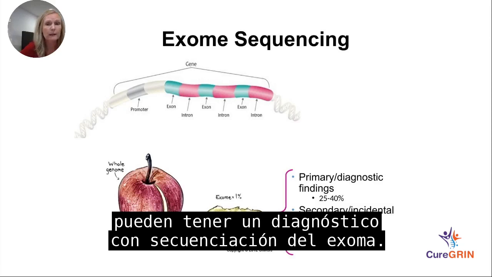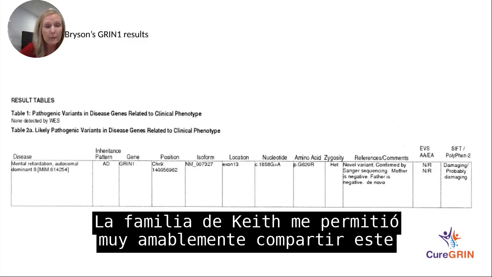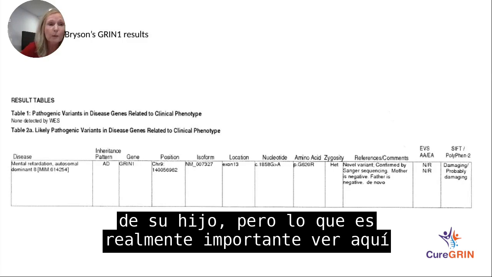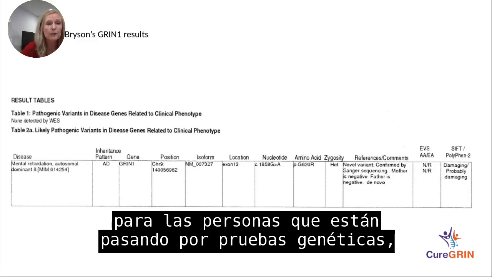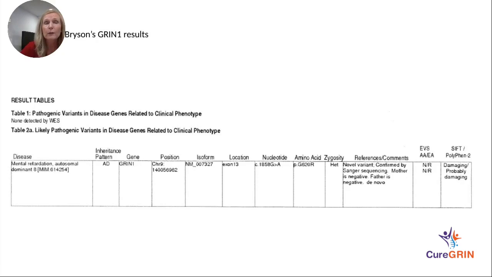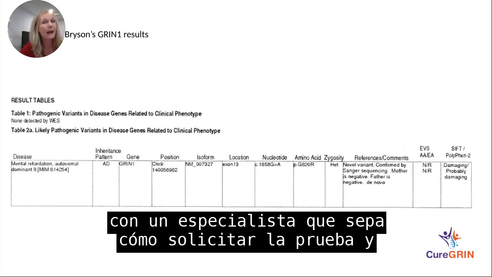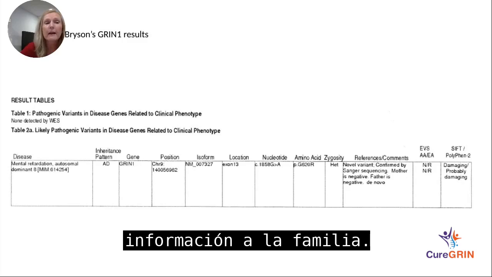And the type of result that you might get, now Keith's family very kindly allowed me to share this result of their child. But what's really important to see here, because we don't have a lot of time, is what I want to highlight for people who are going through genetic testing. First of all, it's really important that this type of test is done with a specialist who understands how to order the test and also how to interpret the information and relay that information back to the family.